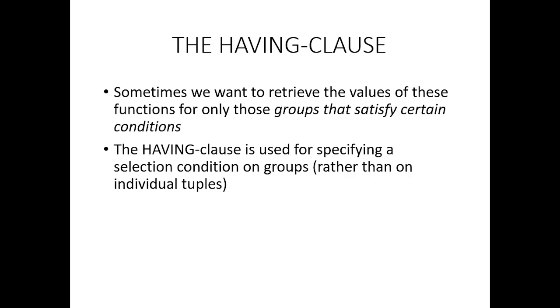And we have this HAVING clause. Sometimes we want to retrieve the values of these functions for only those groups that satisfy certain conditions. That is, we need to apply these functions for only those. We have some subgroups, but we want to retrieve the values of these functions for only those groups that satisfy certain conditions. And the HAVING clause is used for specifying a selection condition on groups rather than on individual tuples.